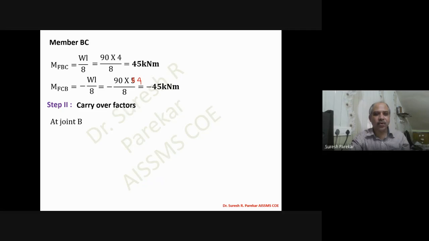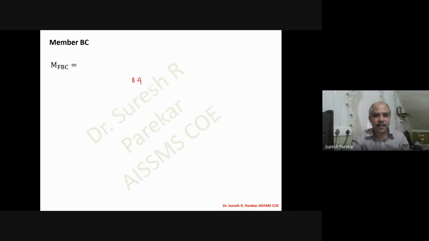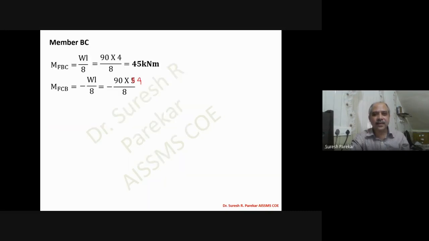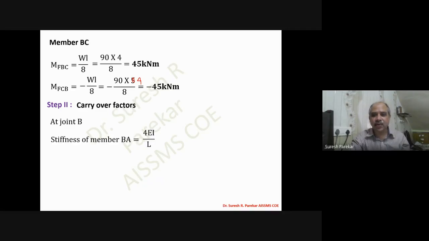So now we will go to step 2, carry over factors. Is it correct now? Yes, we have correct. So now first we have plus and second we have minus. Yes. And now we will go to carry over factors. Now we have joint B, A, again we have A fixed.